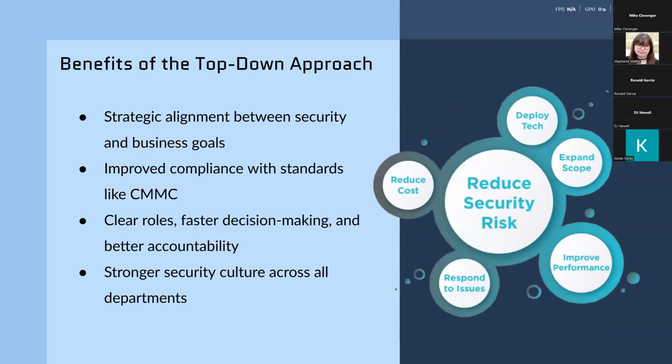The benefits. There are several key benefits for a top-down approach. First, it aligns cybersecurity with the organization's overall mission. This ensures resources are used efficiently and risks are managed according to business priorities. It also simplifies compliance with regulations and frameworks like CMMC, where leadership accountability and cross-departmental coordination are crucial. By defining roles early and from the top, decision-making is faster and more consistent.